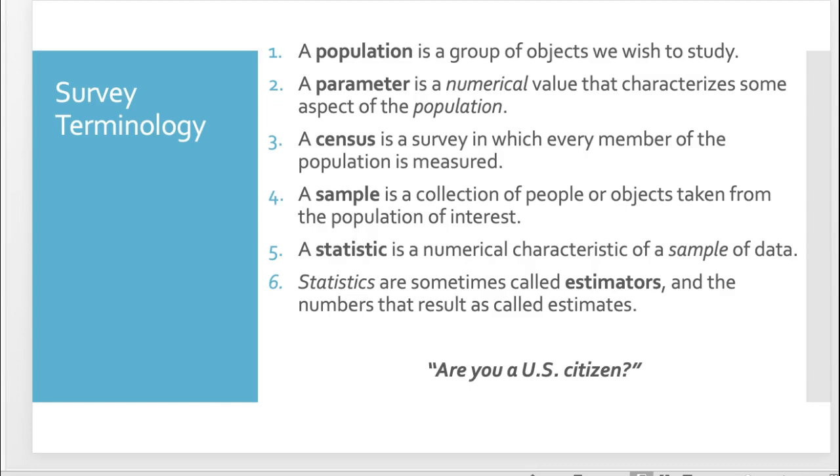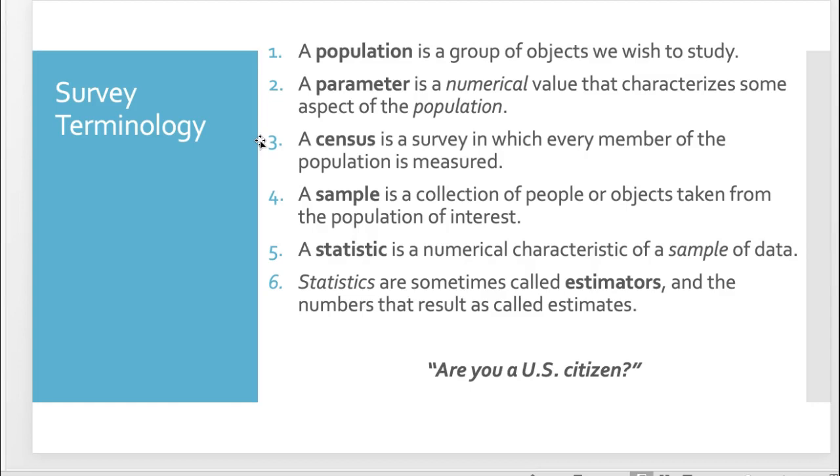Population and parameter always come together. The parameter is a numerical value that characterizes some aspect of the population. There's a group of objects or subjects that we wish to study, and from that total population we're interested in some numerical value, maybe the average number of hours per week spent on homework. A census is a survey in which every member of the population is measured.